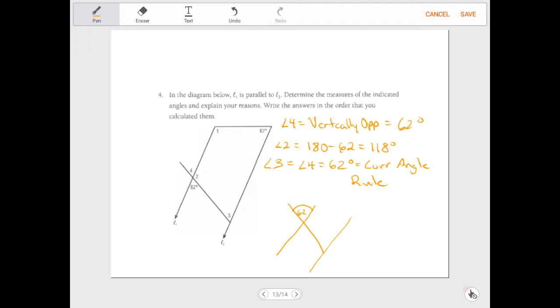Well, what you could do is extend this transversal down. Now you have an intersection here and you have an intersection here. This is in the same position as that. And that's how we figured out angle 3 by using angle 4. So you can see here you have to be a little bit creative sometimes to put everything together.